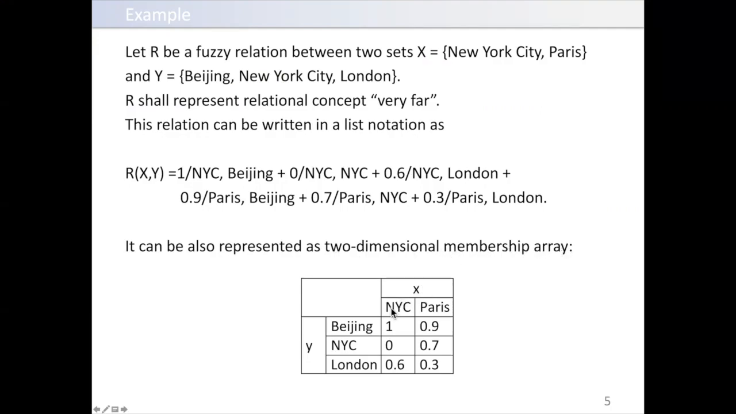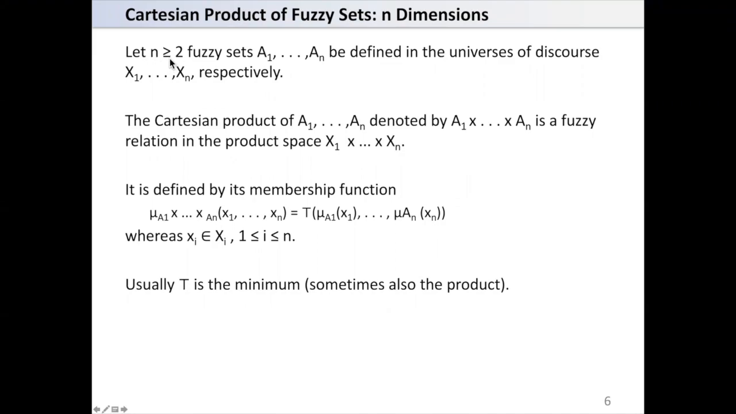We have X having elements New York and Paris, and Y having elements Beijing, New York, and London, as given here. And the values, for example, New York, Beijing has value 1, New York, New York has value 0, etc.